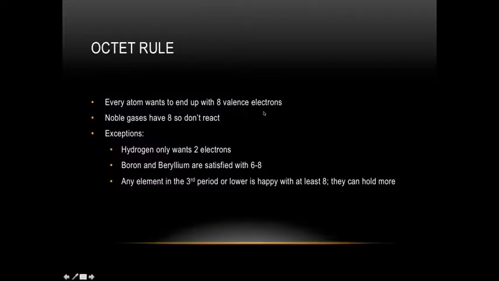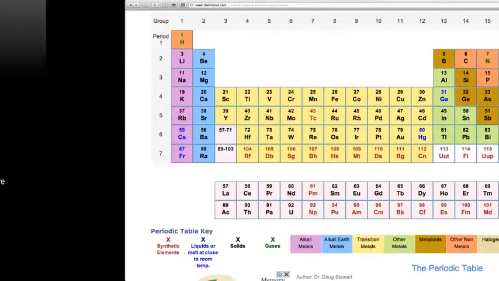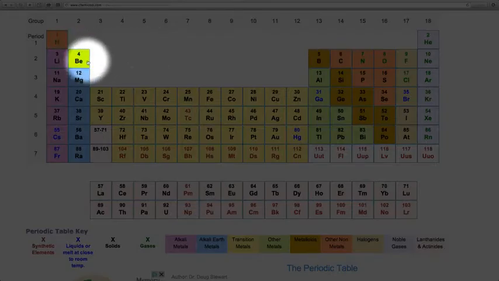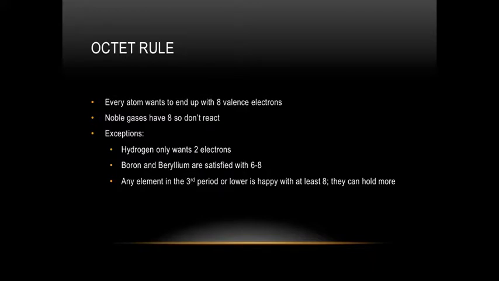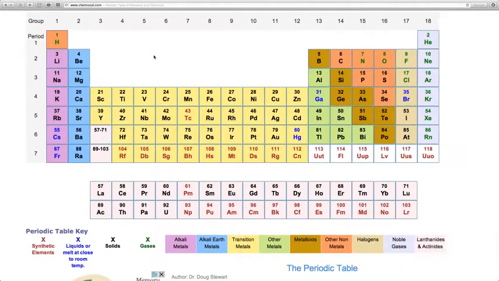Now, there are some exceptions. Hydrogen only wants 2 electrons, because that's all it has room for. 1 s orbital, that's it, 2 electrons. Boron, beryllium, right here, are satisfied with 6 to 8 valence electrons. They don't have to have 8, but they can. And then any element in the 3rd period or lower is happy with at least 8. Which means sulfur, phosphorus, palladium, tellurium, strontium, barium, they can all exceed 8. Iodine, they have to have 8 because they have to fulfill the octet rule, but they can all exceed 8. Boron, carbon, oxygen, beryllium, they can't exceed 8.